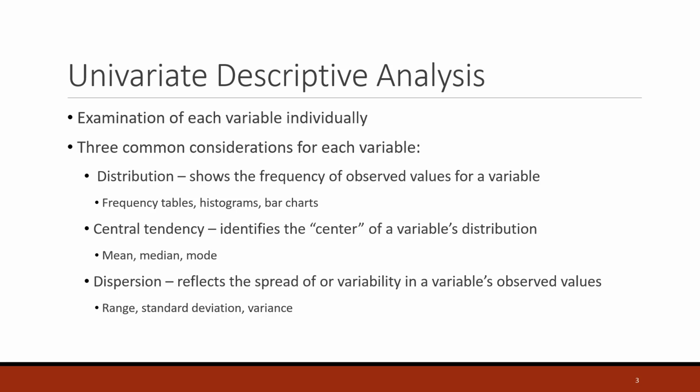Then next we have central tendency, which identifies the center of a variable's distribution, and mean, median, and mode are three common approaches to capturing central tendency. Then we have dispersion, which reflects the spread of, or variability in, a variable's observed values. And three common ways to look at dispersion are range, standard deviation, and variance, and we'll take a look at all of these more closely in the following slides.